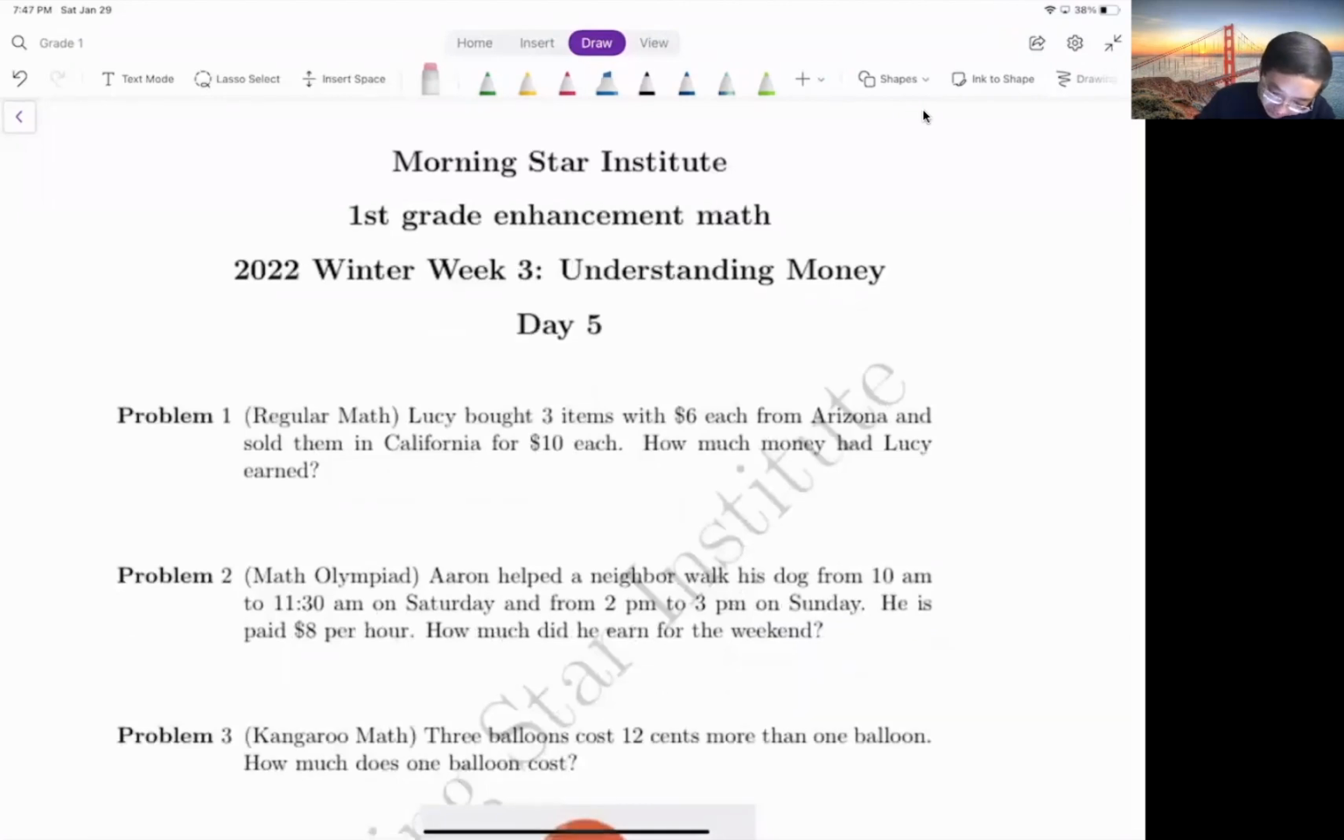All right, so what we can do is, for each item, Lucy earned.